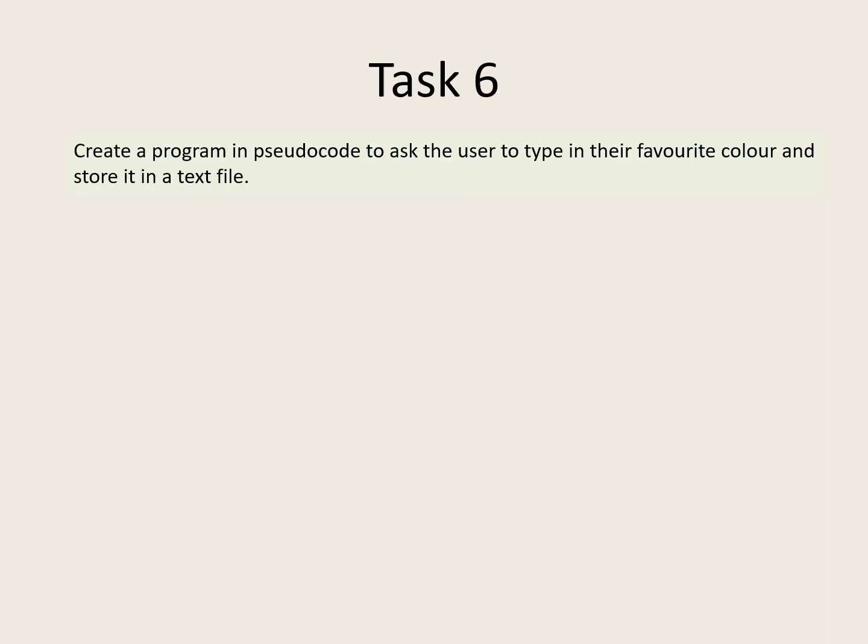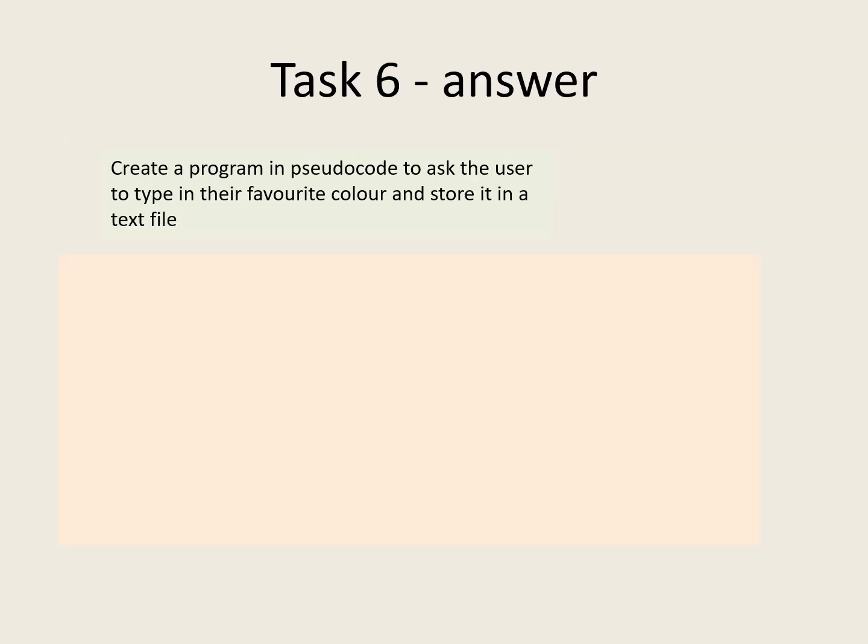Okay, so let's have a go at task 6. Create a program in pseudocode to ask the user to type in their favorite color and store it in a text file. So pause the video, have a go at this, and then press play and see how you get on.